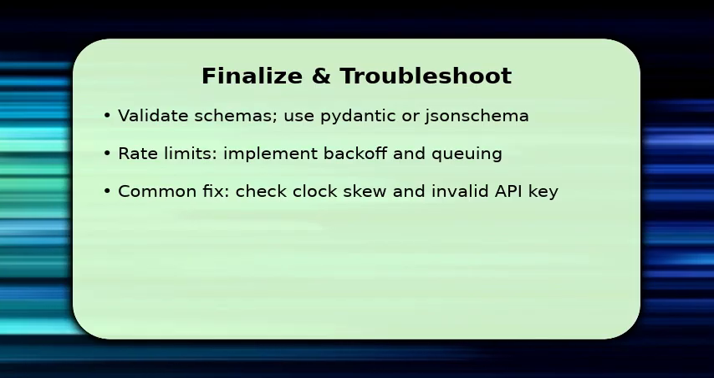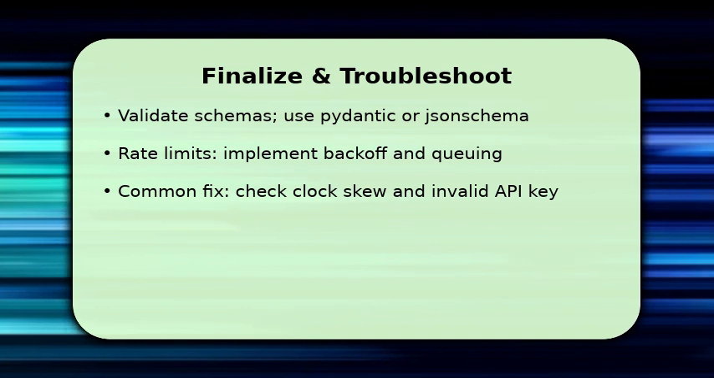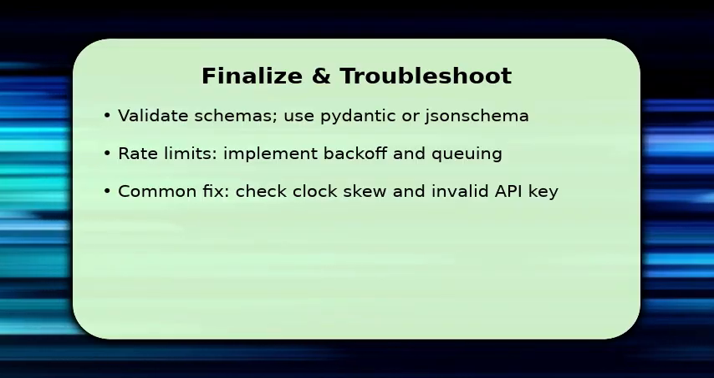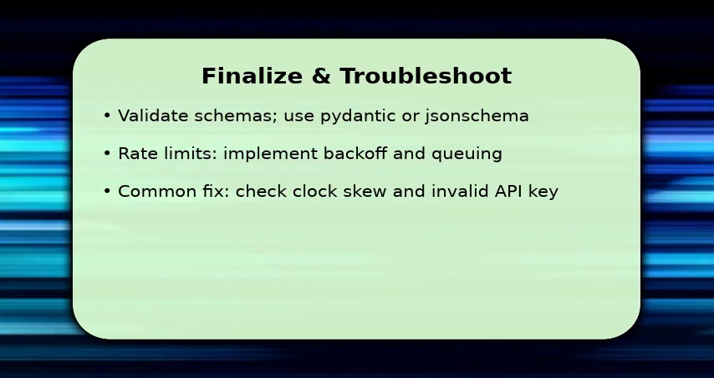Add unit tests that mock endpoints and document expected inputs. If something breaks, first verify your API key and system clock. Mismatched timestamps or wrong key often cause auth failures. If rate limited, back off and queue requests. Once resolved, continue normally.